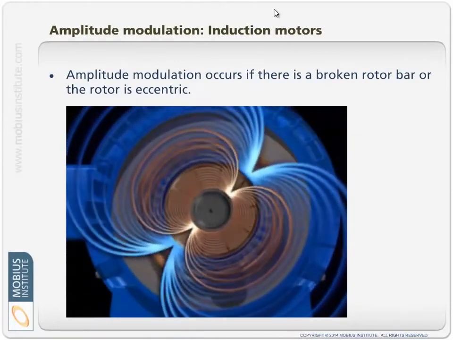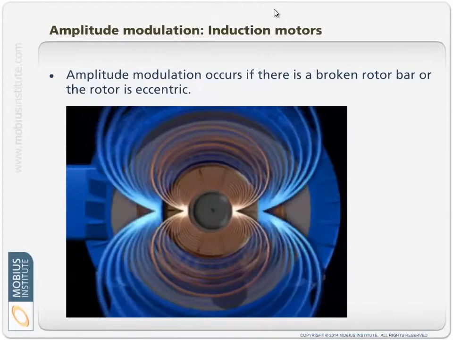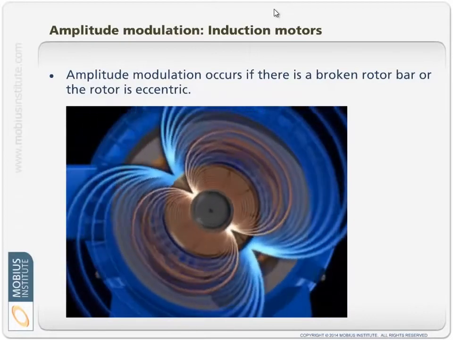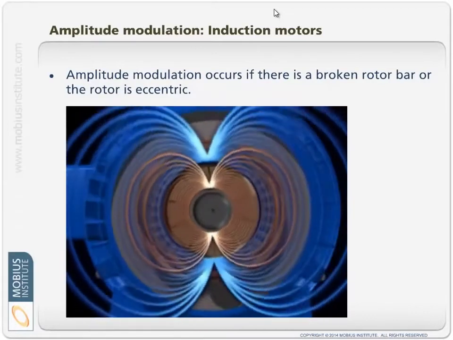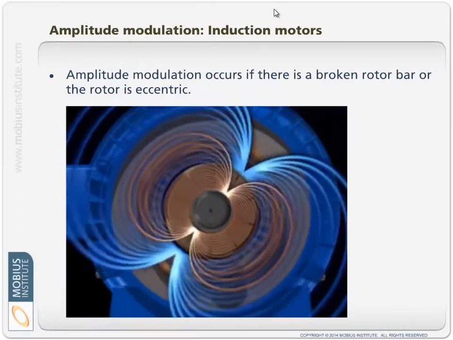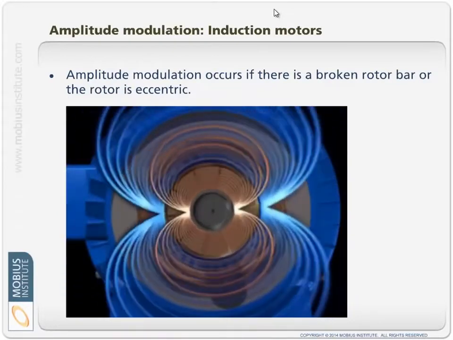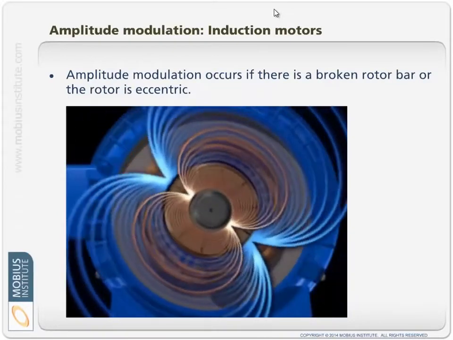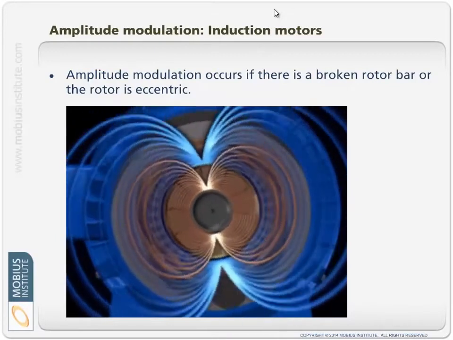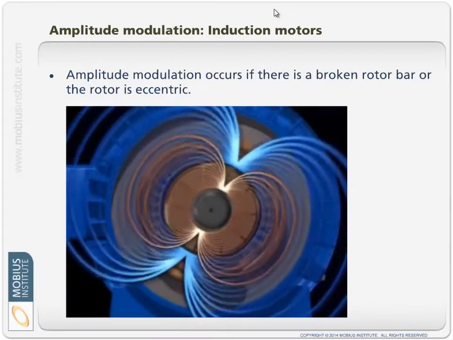When you pass an AC current from a three-phase source through the stator windings, we create a rotating magnetic field. And for a two-pole motor, that rotating magnetic field is either 50 Hertz, if that's what country you're from, or 60 Hertz.